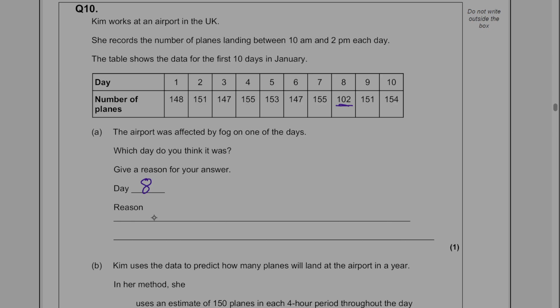So I'm going to say 102 is an outlier. And I'll put in brackets lower. Just put significantly lower. Significantly lower.